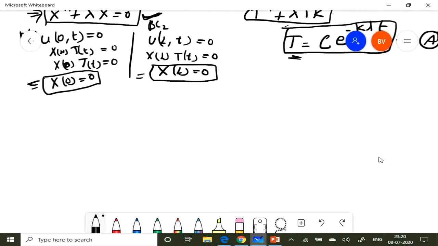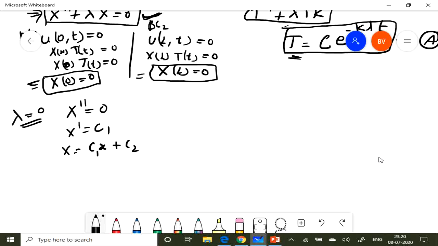What is the first case? Case number 1, we will choose lambda is 0. Lambda is 0. What is the solution? So the differential equation becomes X double dash is 0. Therefore X dash is a constant. X is a constant times x plus a constant. Let it be c1 x plus c2.